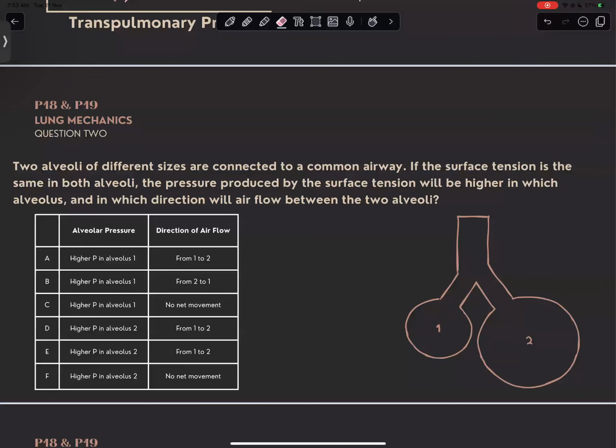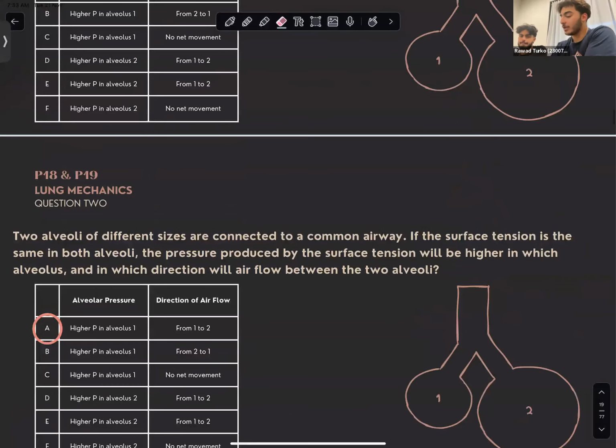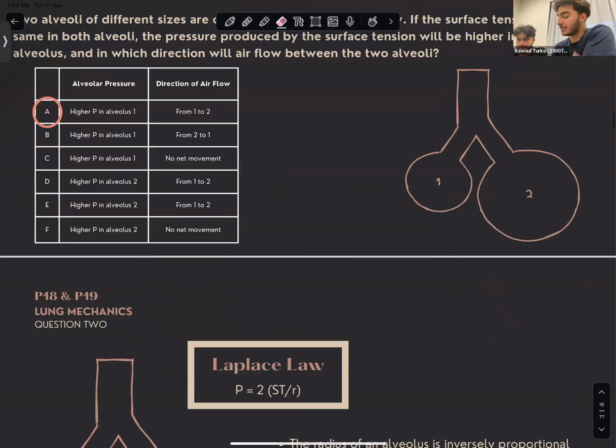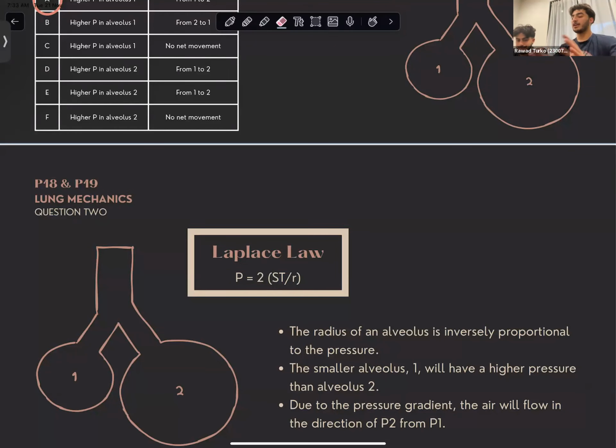Pressure is equal to 2 times surface tension divided by radius. Yes, that's the one. Or in other words, the Laplace law equation. Perfect. So the answer is A. We're looking at the Laplace law, which is basically the pressure, as you said, is equal to 2 times the surface tension over the radius.